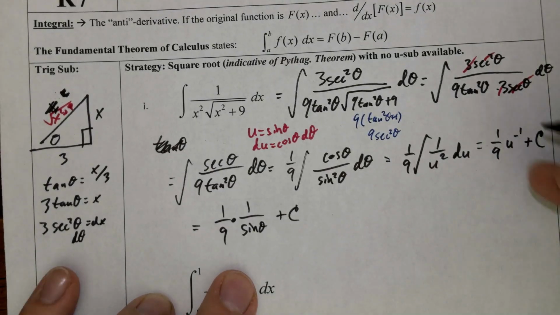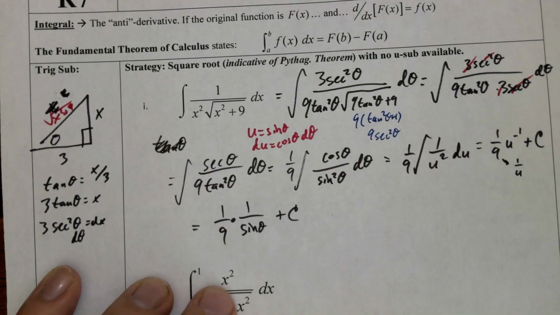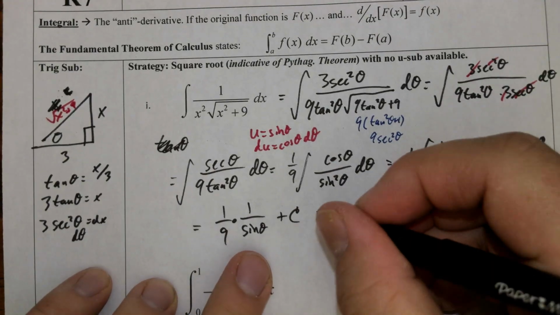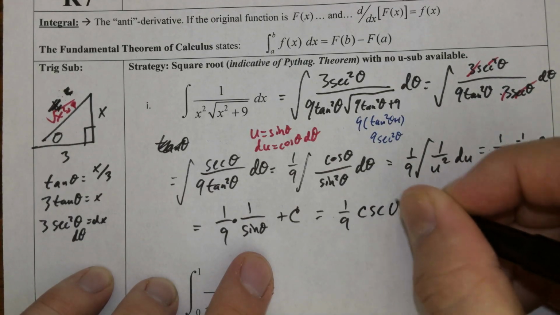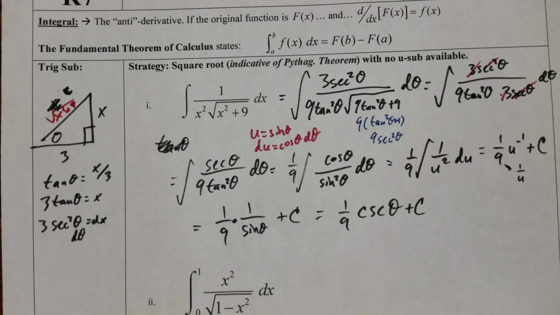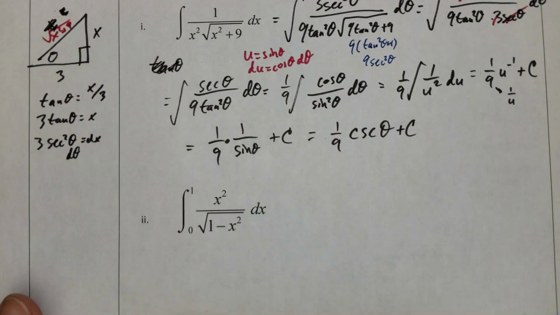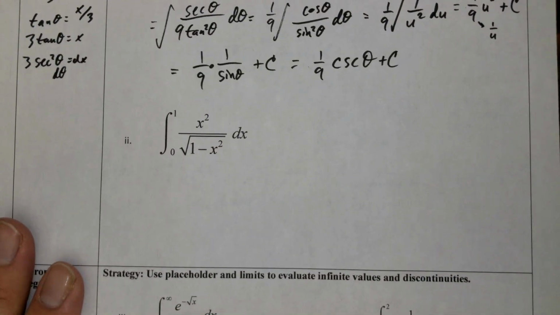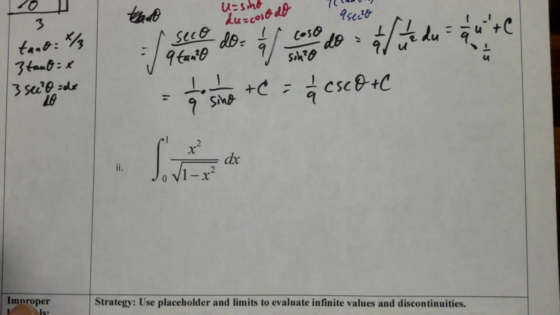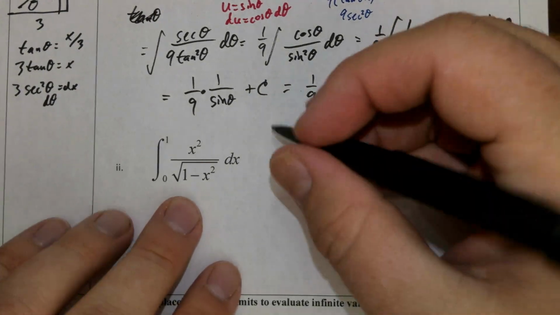The reason I do that is this u to the negative 1 is 1 over u. So I write it this way because then my eyes get to see, hey, this is 1/9 cosecant theta plus c as a final answer. Right? I'm going to start this next trig sub, but since we did 4 on the last sheet and we're doing 2 here and you practiced and did your homework in between, I'm not saying it's a waste of my time, but it's not the best use of your video time to do this.